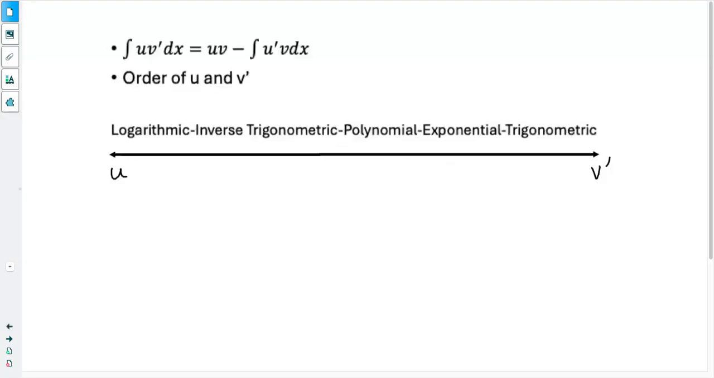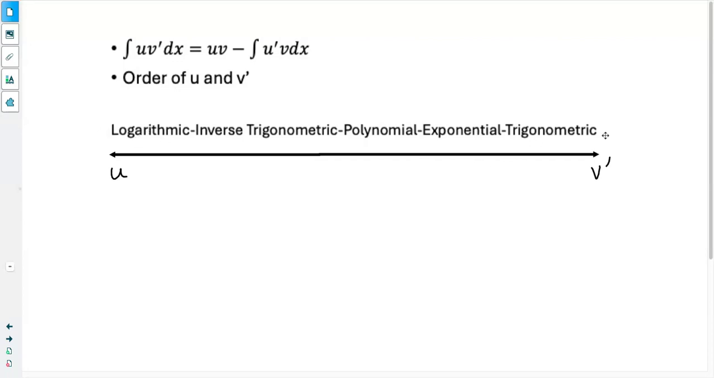Now, it takes the form of our integral of u times v prime dx is equal to uv minus the integral of u prime v dx. And our order of which one we take as u versus v prime is based off of a sliding scale here. So typically we'll have two functions. For example, if we have an inverse trig and an exponential, our inverse trig here is closer to the u than our exponential is. So that would take our value of u, while our exponential would be our v prime.